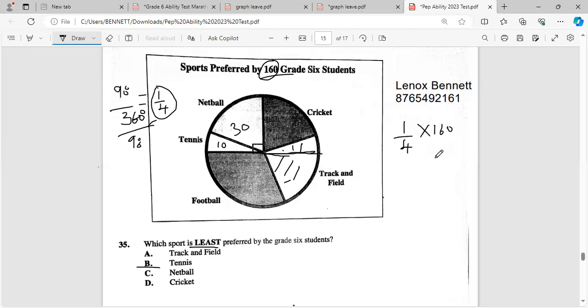4 into 16 is 4, and 4 into 60... that's 40. So we have 40 to share between them, but they told us that netball is 3 times whatever tennis is. So 10 would be 3 times. So 10, and then that would be 30, because 30 is 3 times 10. All right, so that would be correct.